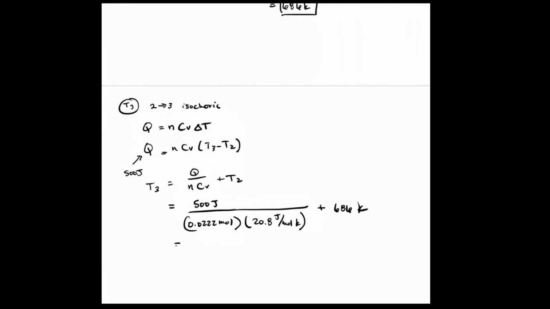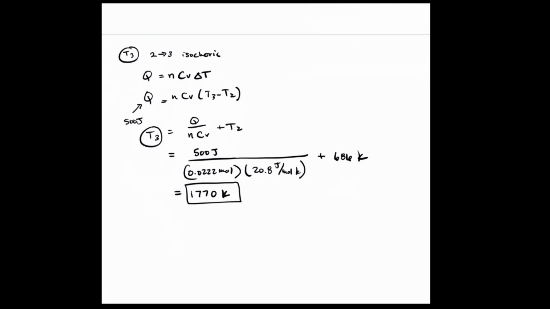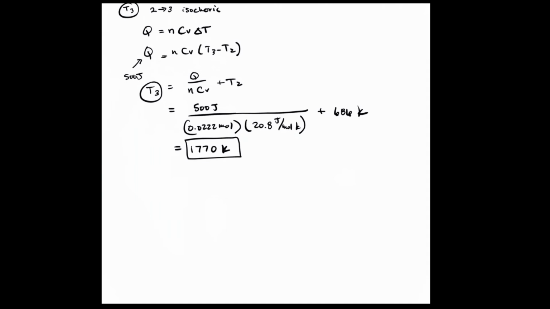So looks like we're gonna get something pretty hot. And when we plug this in, we get 1,770 kelvins. So things are getting hot. This is an explosive process. Remember, this is heat inside of an engine. So now we have T3.